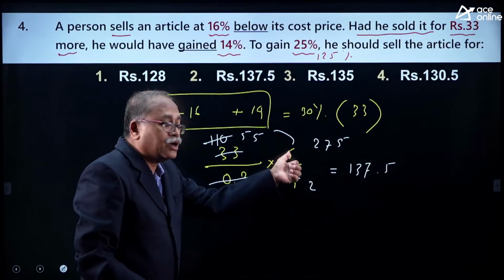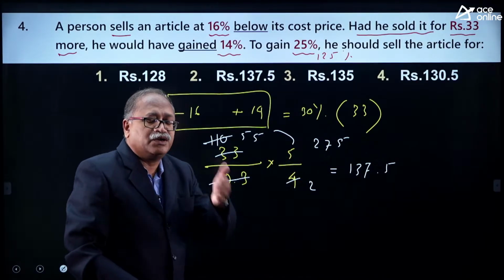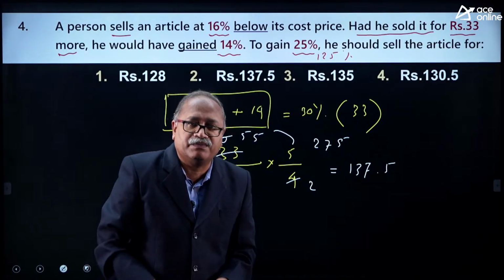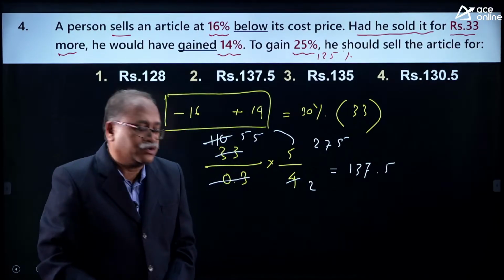I can write 125 by 100, but when you know the mental calculation, 125 by 100 is nothing but 5 by 4. You can directly write it down.